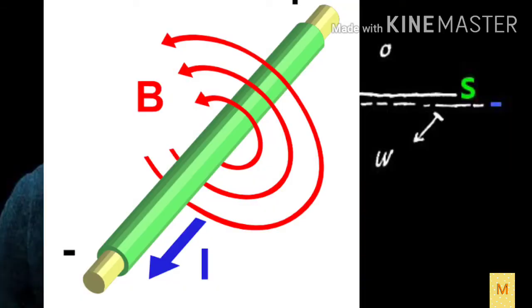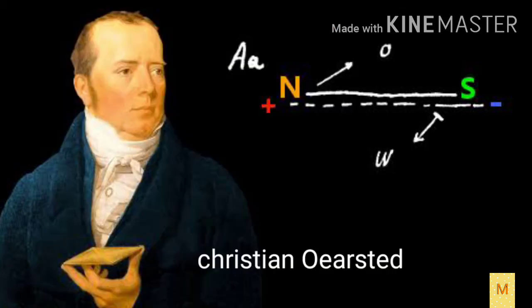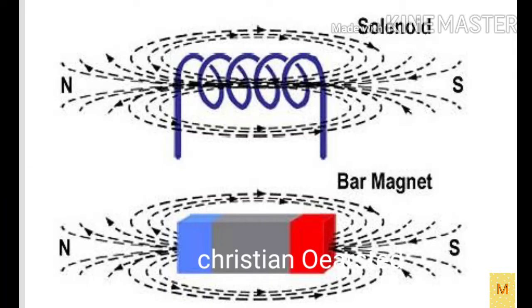In the previous chapter, we have learned that whenever an electric current flows through a conductor, it produces a magnetic field around it. This was discovered by Christian Oersted. Later, Ampere proved that a current carrying loop behaves like a bar magnet. These are the magnetic effects produced by the electric current.